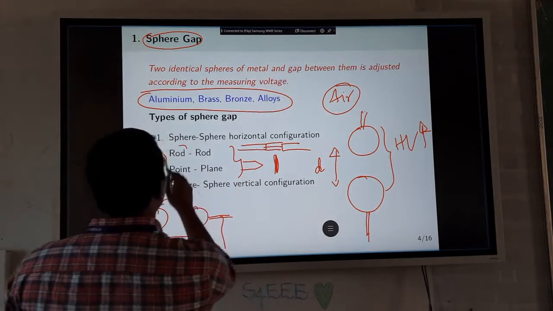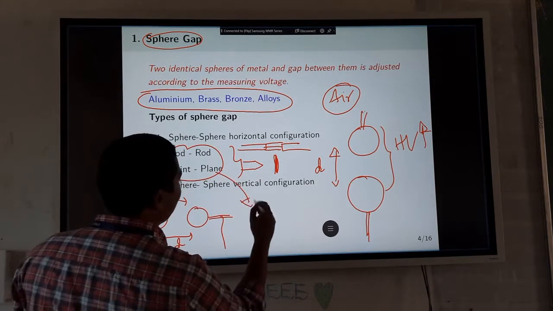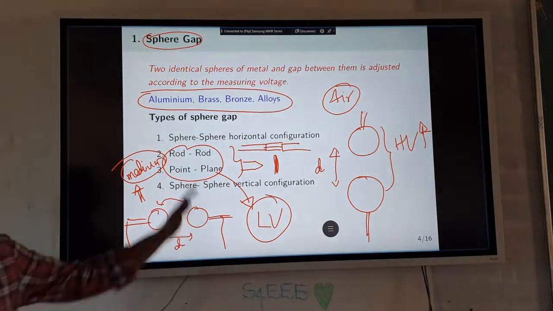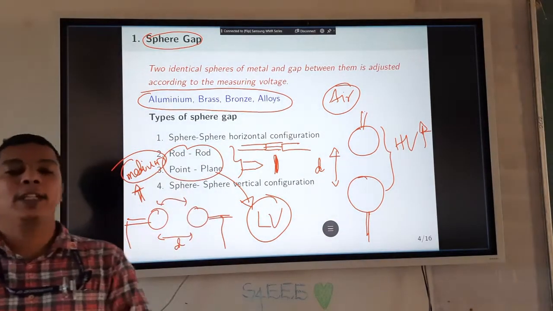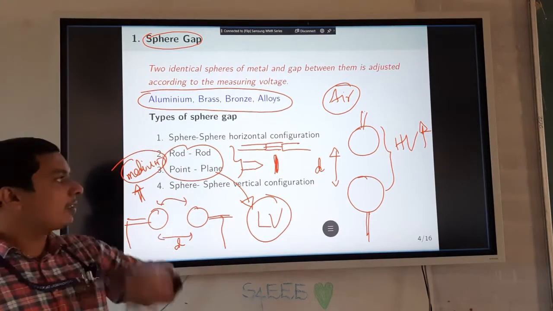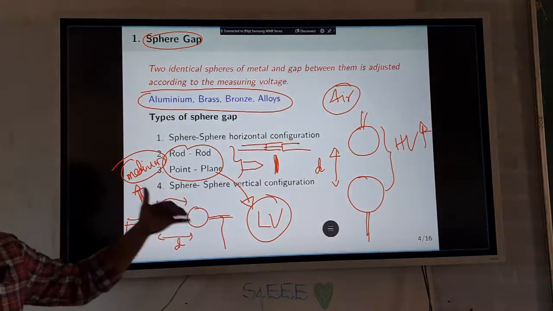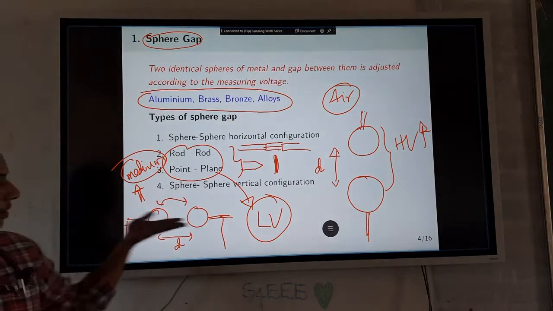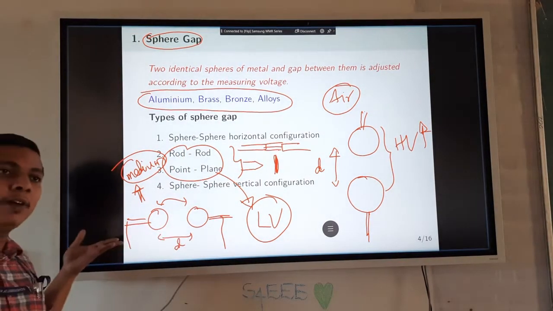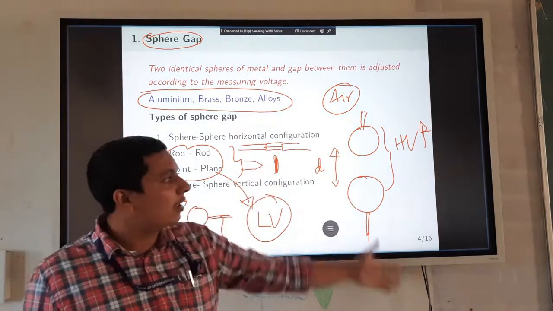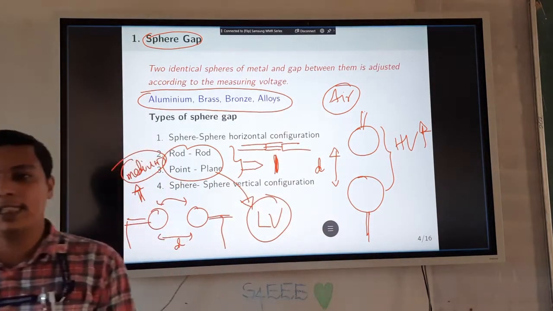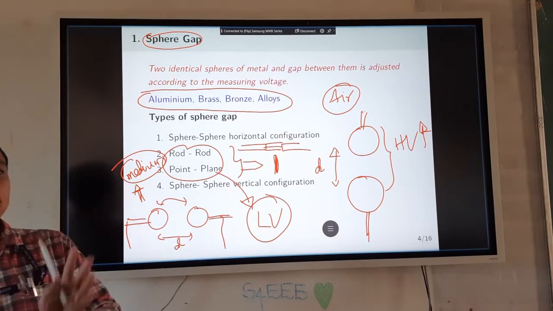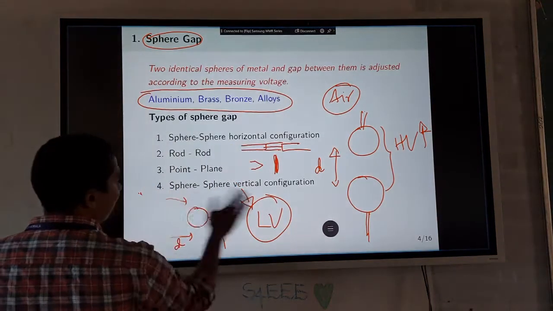In this rod or point plane configuration, it is normally used for low voltages. Understood? Sphere configuration we normally go for medium or higher voltages. For medium, the configuration of the spheres will be in a horizontal direction. The vertical configuration is used for higher voltage levels. So this is about the types, and I think you got a preliminary idea about sphere gap measurement. Let us be clear about that.